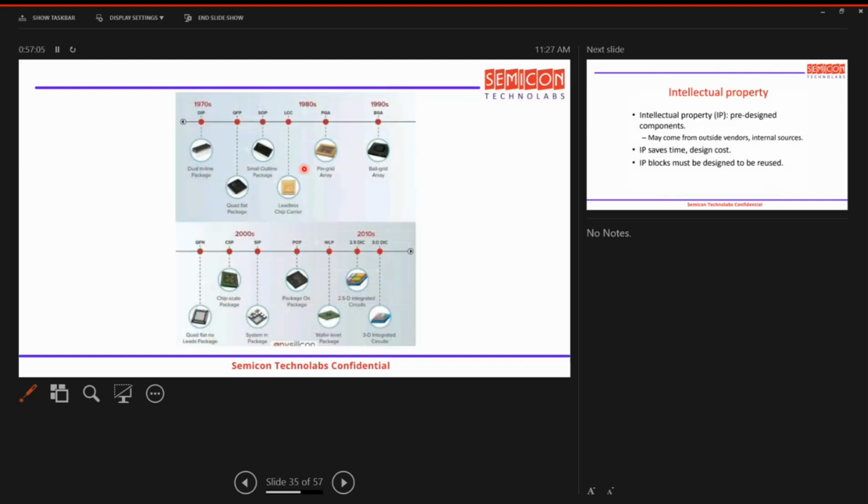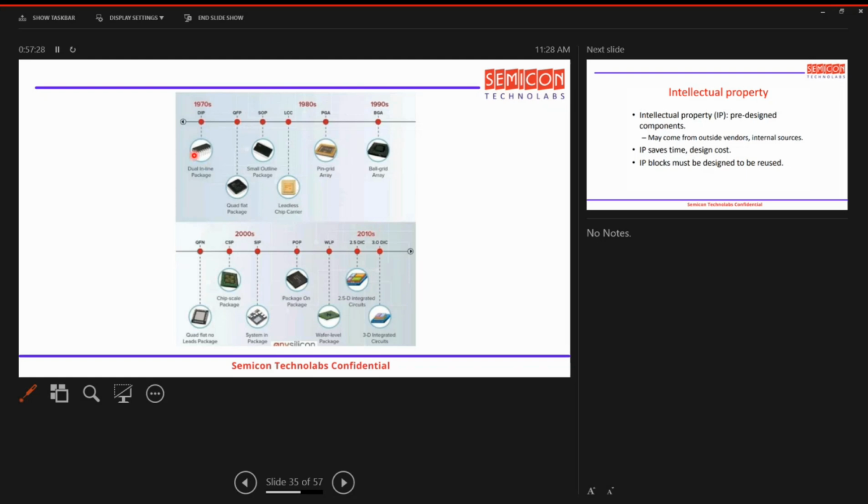Okay, and this is packaging, right? The black color one which you see here, and the leads which you see here, this is all packaging. How the packaging evolved in order to encapsulate the die within it. 1970s to 80s to 1990s and 2000, 2010, right? You can see so much advancement.